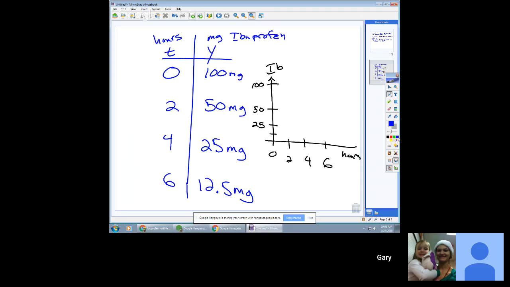Remember, a scale's got to be like a ruler. You can measure with it. The scales on the horizontal axis and vertical axis don't have to match. So I started off with the point 0, 100, and then the points 2, 50, 4, 25, and 6, 12.5. Something like that right there.